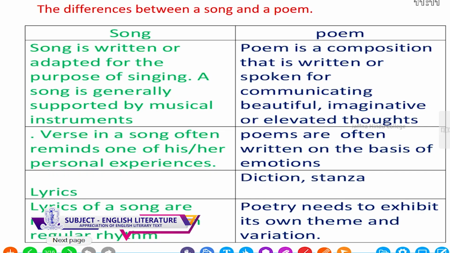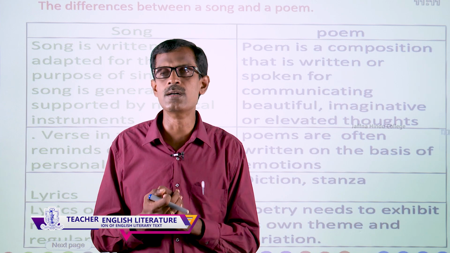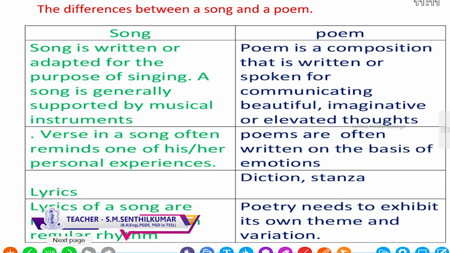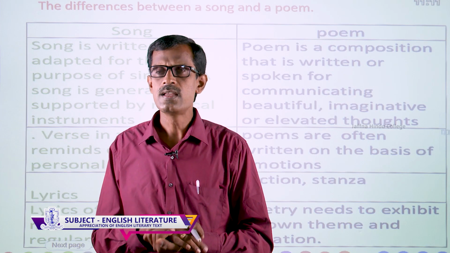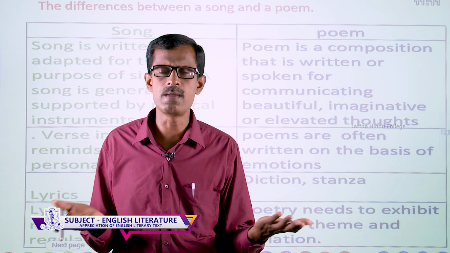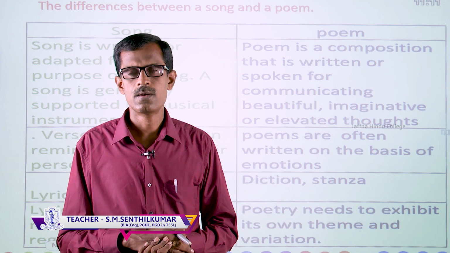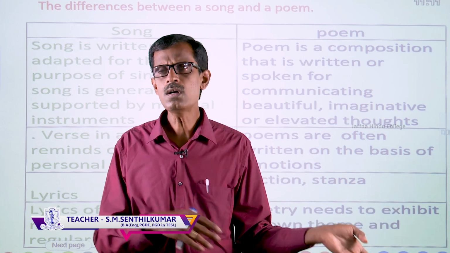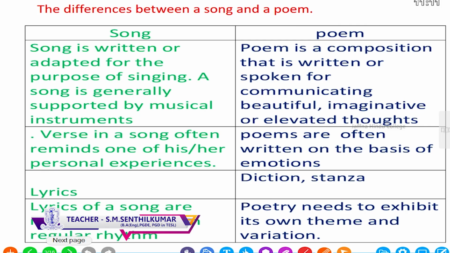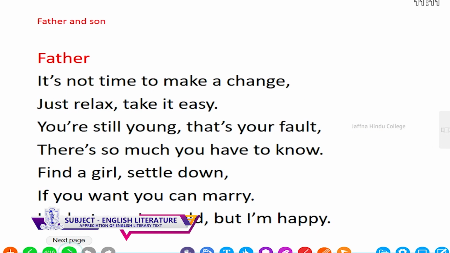Lyrics in songs depend more on regular rhythm or beat. Poetry needs to exhibit its own theme with variations. It's variant, rhyming or non-rhyming. That's the basic idea of what is a song and what is a poem, and the deviation between them.